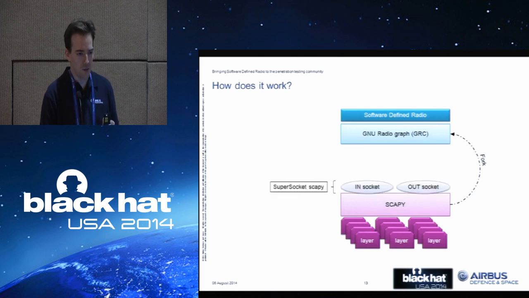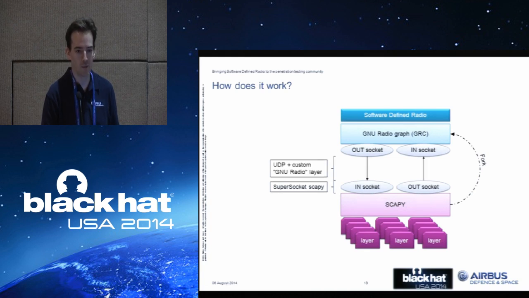Scapy provides you a way, which is called a supersocket, to change the physical layer. So that's what we are using right now. You have to provide an input socket and an output socket. So we have implemented a class for that. And GNU Radio on the other side will provide you the exact same socket to connect them together. And we used UDP plus a custom header to identify the protocols for the communication.